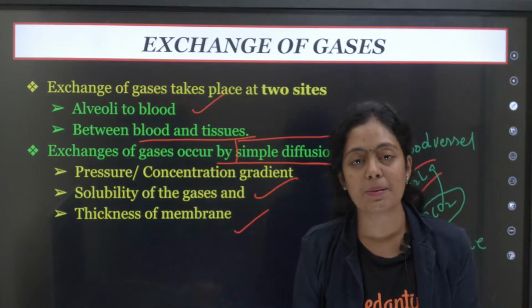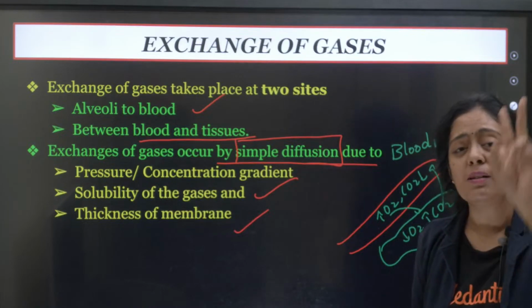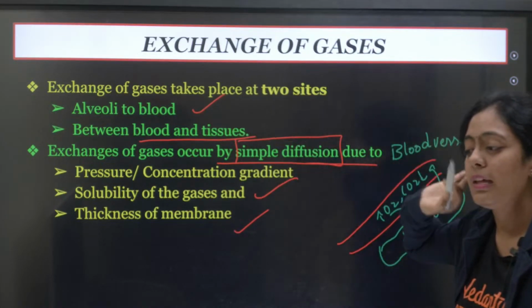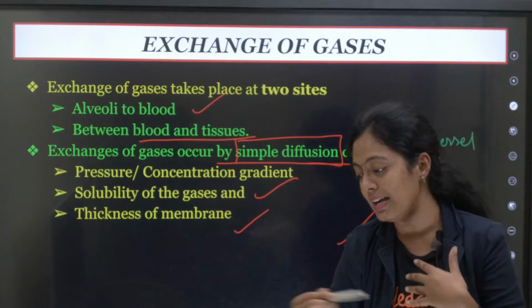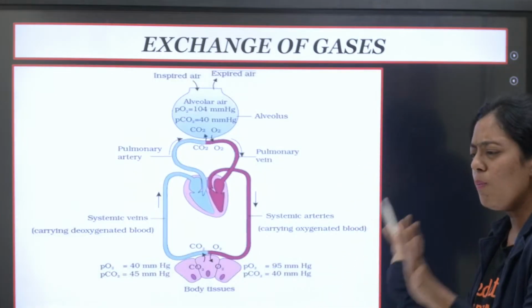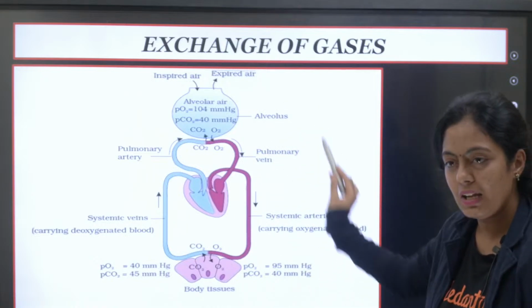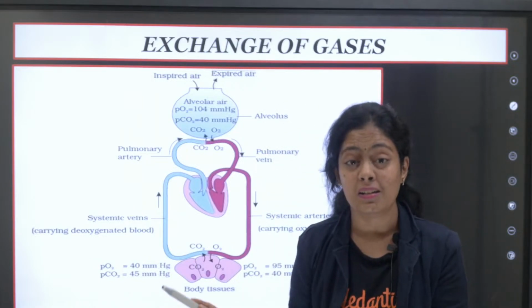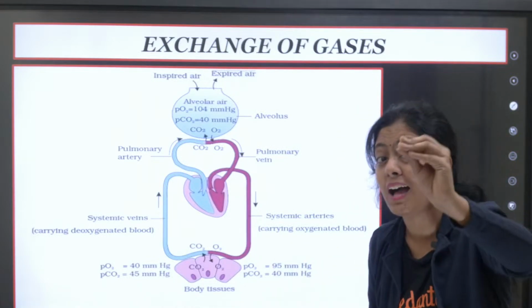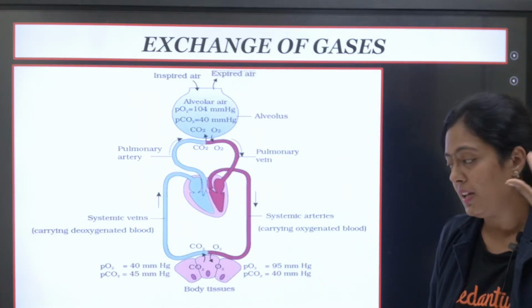Did you understand? Can we now continue? Exchange of gas happens in two important places: one is this, and the other is this. Alveoli to blood, and between the blood and the tissues. Okay, we shall continue now. Yes, this is the very, very important picture. If you understand this picture, it is done. Your exchange of gases is completely understood. So give me 5 minutes of your time. I'll explain everything very clearly.